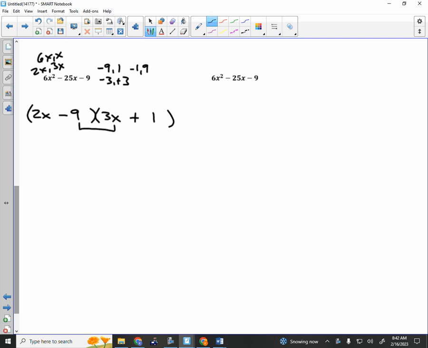-9 and 3x make -27x. That's close to the -25. And then the 2x times 1 is 2x. Yeah, that adds to the -25x. That's correct.